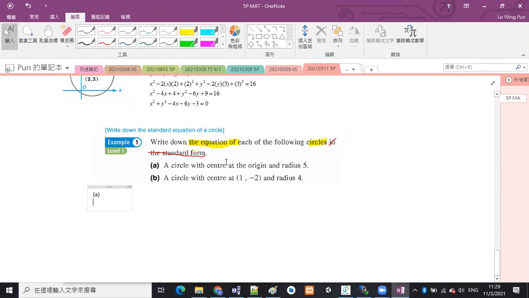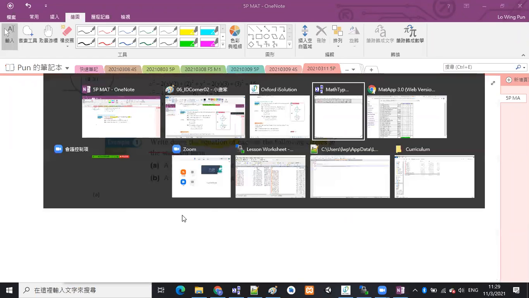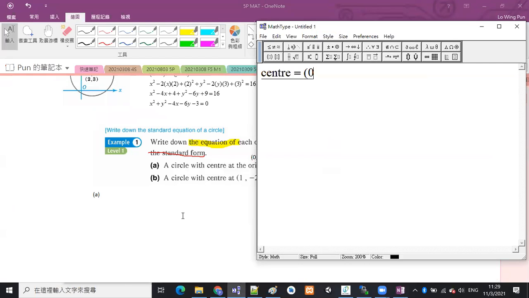Part A: a circle with center at the origin. What is meant by origin? Origin means 0, 0. So the center is 0, 0 and the radius is 5. We have the information now. Then we can write down the equation: bracket x minus h squared plus bracket y minus k squared equals r squared.